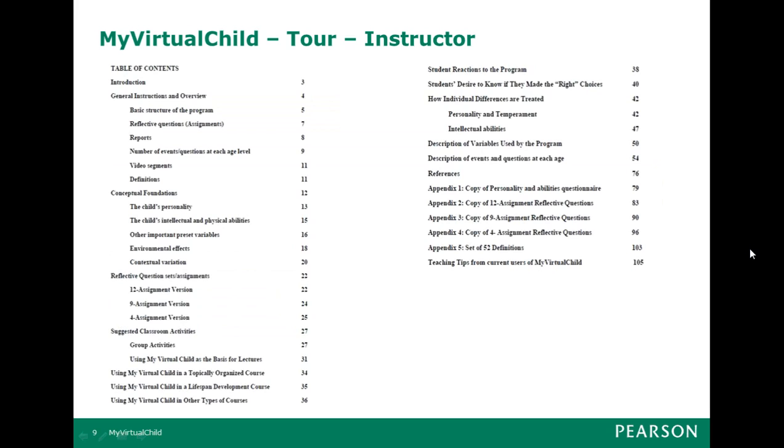This is just the outline, the table of contents there as well. So you can see there's general instructions and overview going into a bit more detail than what I'm talking about. Foundations of intellectual and physical attributes, the reflective questions and assignments. There's also suggested classroom activities, group activities, and how to use MyVirtualChild as a basis for lectures. So there's a lot of help on how you can use this particular product in your class and different types of classes, say lifespan development courses.